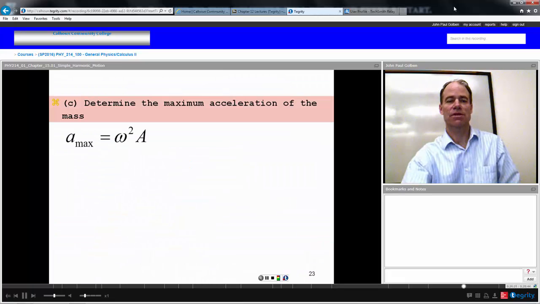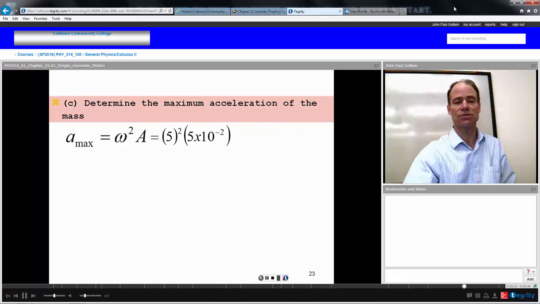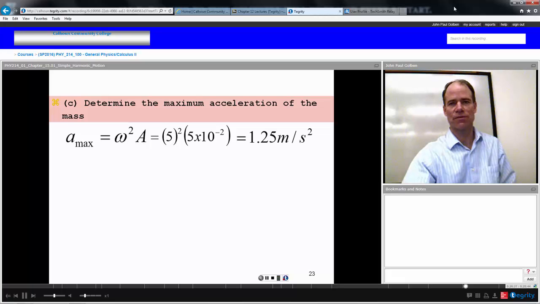The maximum acceleration is going to be omega squared times the amplitude. 5 radians per second, squared, times 0.05 meters is 1.25 meters per second squared.